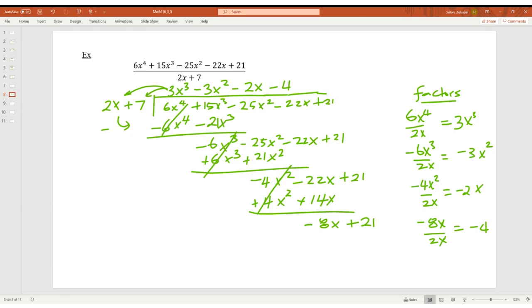Negative 4 times 2x is negative 8x. And we switch the sign to plus. Negative 4 times 7 is negative 28. And we switch it to plus. Okay. So this will cancel out. And 21 plus 28 is 49, I think. That is the remainder.